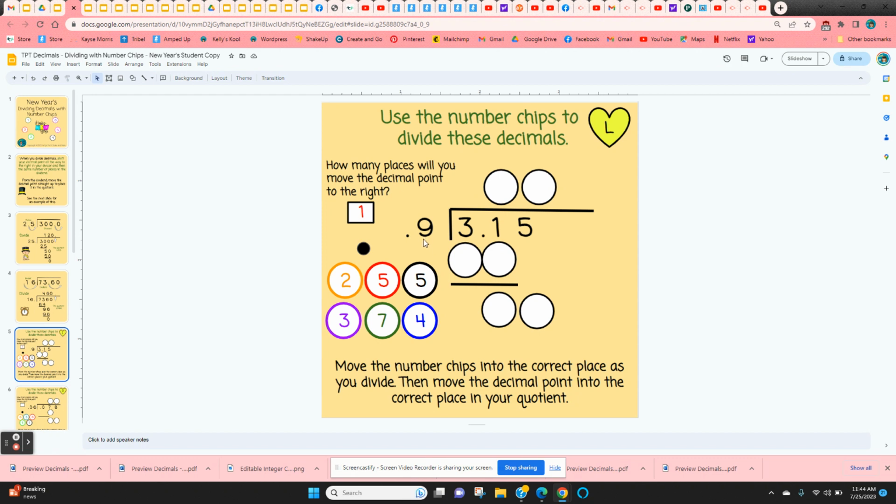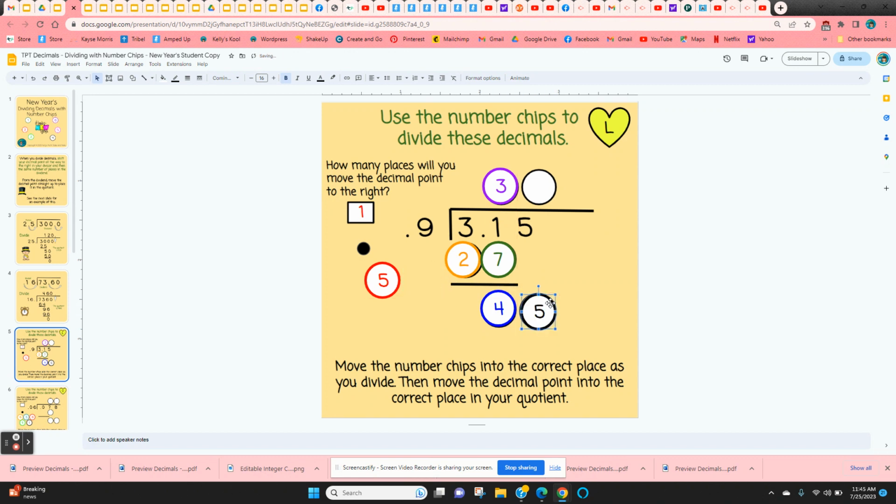9 goes into 31 3 times. So they click and hold on the edge and then move that into place. Now 9 times 3 is 27. So they move the 2 and the 7. Then they're going to subtract. So it's good practice with long division also. Subtract, they get 4, and they're going to bring down the 5. And 9 goes evenly into 45 5 times.